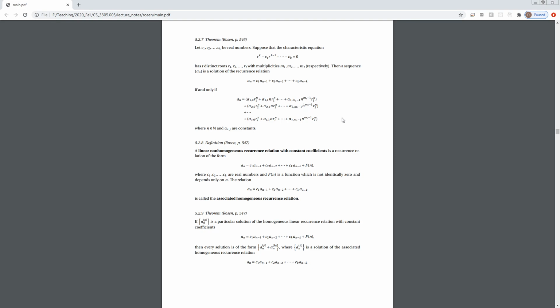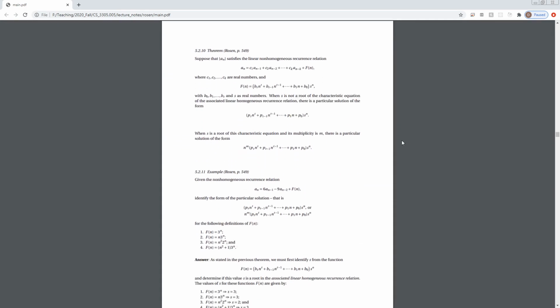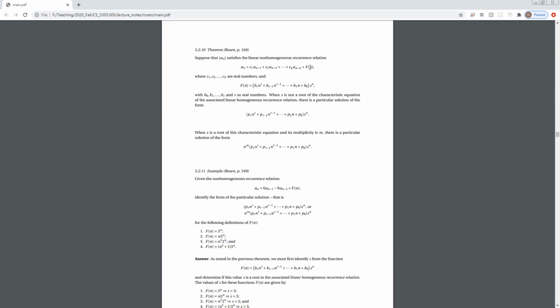So if the root was repeated, if the root was squared, or the degree was 2, then we would have this term, and then we would have some other coefficient times n times r to the n. Right? And so n is n to the multiplicity minus 1, n to the m minus 1, where m is 2, so it's n to the 1, but it's 1 less than the multiplicity. And so the extension, if we have this non-homogeneous function and s is a root, then we get to add that one more n over here.